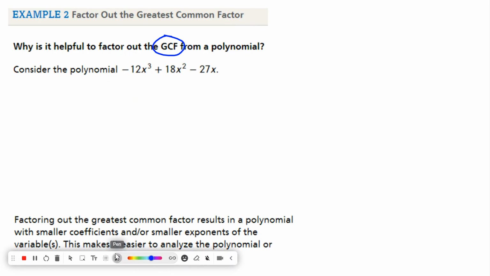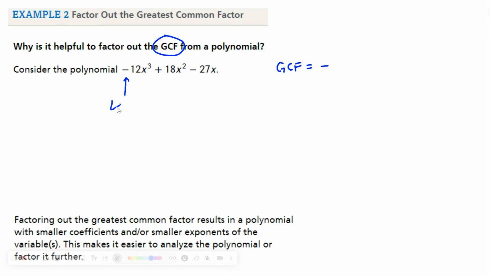If I start with the numbers first of all, your leading term is negative. That means that our GCF is going to be negative. So again, leading term or first term, if it's negative, then our GCF is negative. And now, I'm going to look at the three coefficients, 12, 18, 27. The smallest one is 12. Okay? So what I'm going to do is look at 12 and say, okay, what numbers in 12 go into 18 and 27?